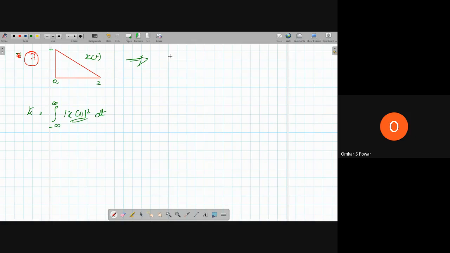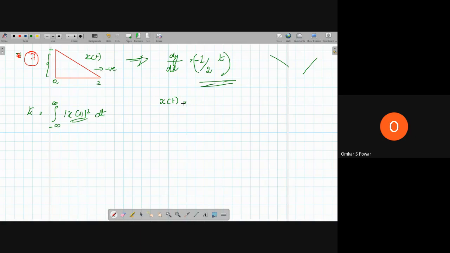First you see the slope, dy by dx. How much is this y? 1. How much is this x? 2. But there is a twist. This is a negative slope since it is decreasing. If it is increasing, it is positive. So it is minus 1 into t. So minus half t is the slope. Now we have to get the expression.